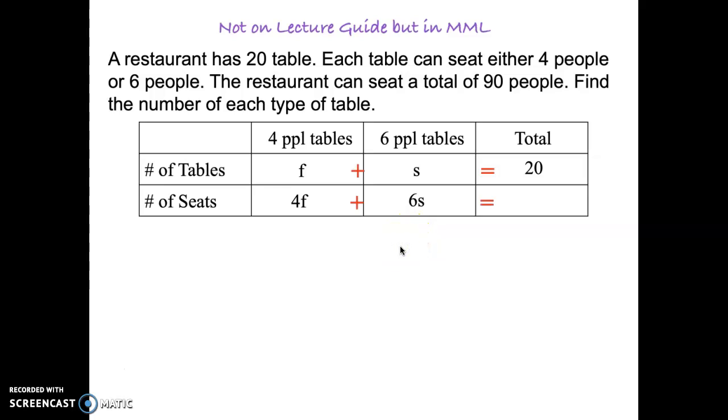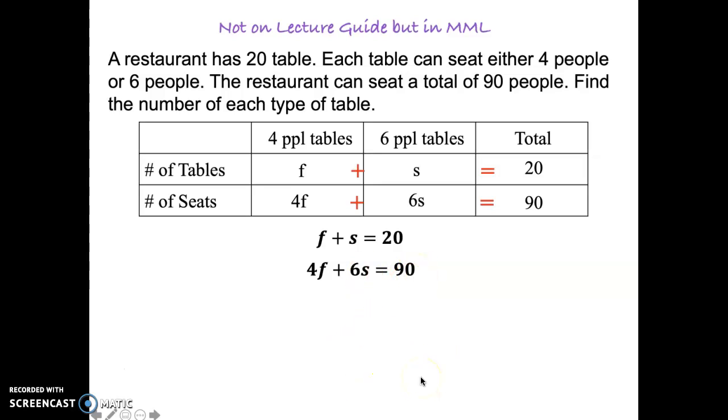And if I add those together, it should add up to a total of how many seats? Yeah, 90 seats. There's your two equations. F plus S equals 20. This is based on the number of tables. The second equation is based on the number of seats available.